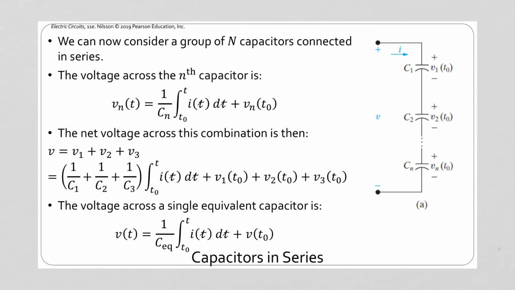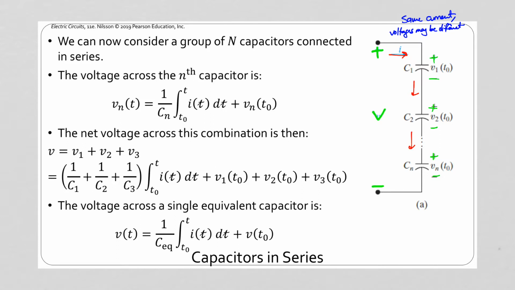Now let's consider a combination of capacitors that are connected in series. When they're in series, the same current is going to flow in to the first terminal, and that same current is going to flow through all of the capacitors because there's no other path for that current to take. You're going to have a voltage across each one of these capacitors, and those voltages may be different depending on what capacitances you have.